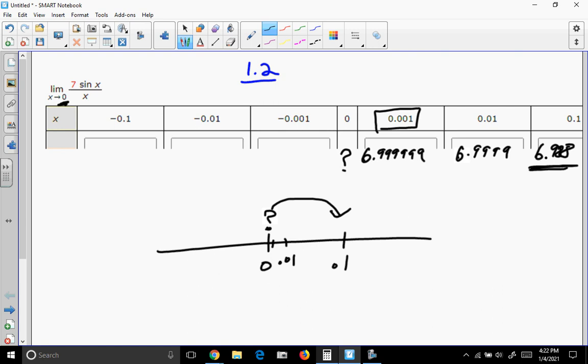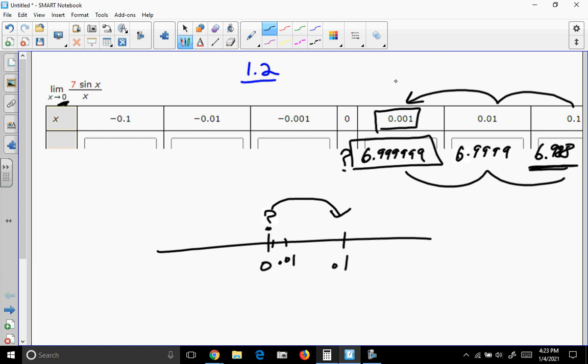Now the instructions in WebAssign will let you know how many decimal places to round to. But notice as our x value gets closer and closer to 0, our answer is getting closer and closer to 7. It gets closer and closer to 7. So that's what a limit is. If our x value, our input, approaches a particular value, what does our output get closer and closer to? So at least coming from the right side, our y value appears to be getting closer to 7.